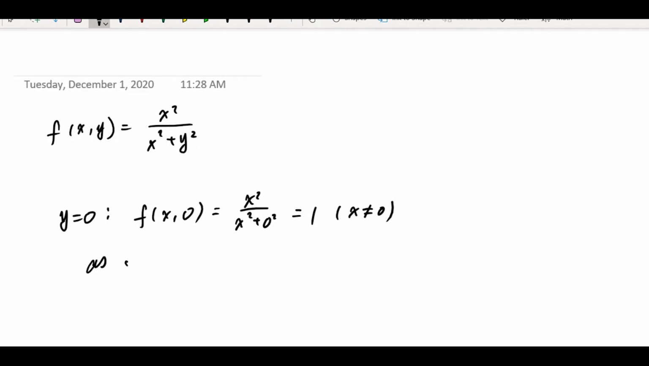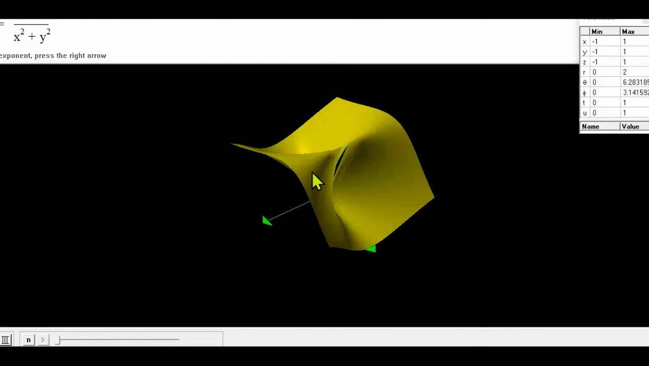So as x approaches 0 along the x-axis from our picture, your f of x approaches 1. You know what I'm saying? Let's go back to the picture. So this height, that ridge, happens to be a height of 1. You get it?